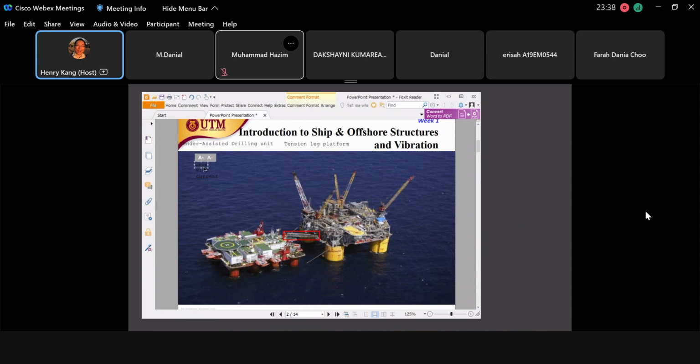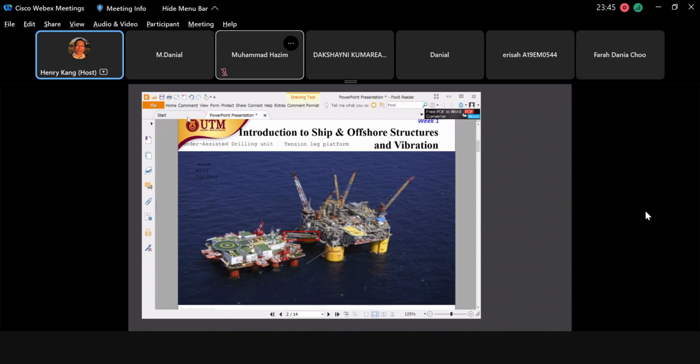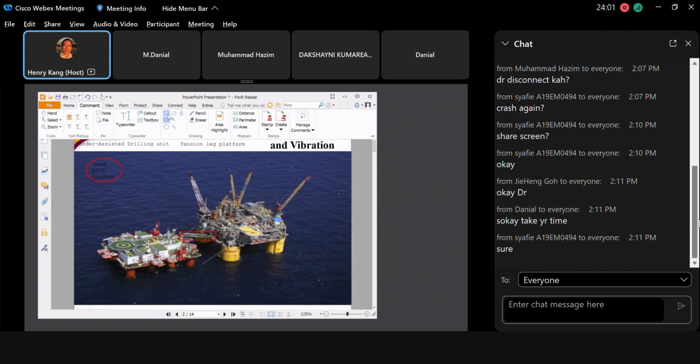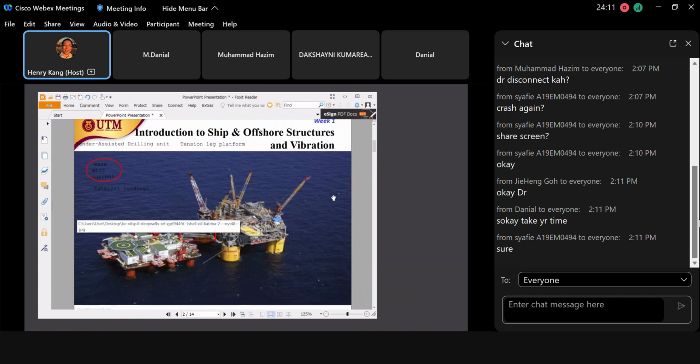Okay, I cannot change the color yet. Anyway, you know that the forces from the external loads, which come from the wave, wind, and currents, will affect the structure. This group is named the external loads. Okay, the external loadings will affect the offshore structure.